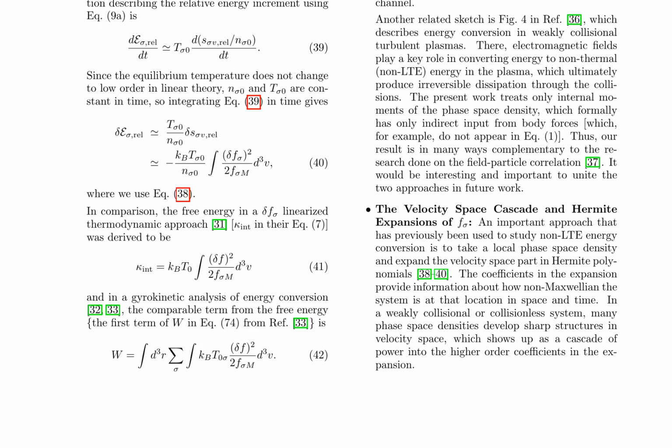In weakly collisional or collisionless systems, phase space densities develop sharp structures in velocity space, resulting in a cascade of power into higher-order coefficients in the expansion. This part of the paper establishes connections between the present research and previous studies on energy conversion, while emphasizing the novel aspects of the current work, including the introduction of relative energy and heat as additional energy conversion channels.